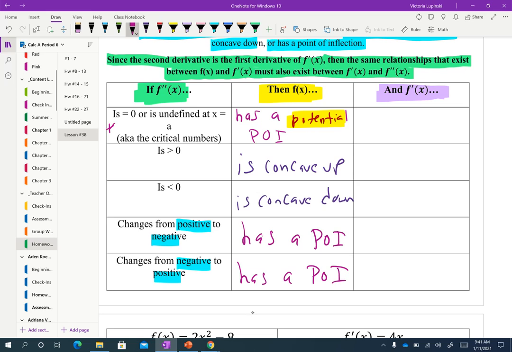Again, in the first row there, it's just potentially a point of inflection. We'd have to know for sure by doing the test. So again, you know what the second derivative tells you about the original. That's the second derivative test.